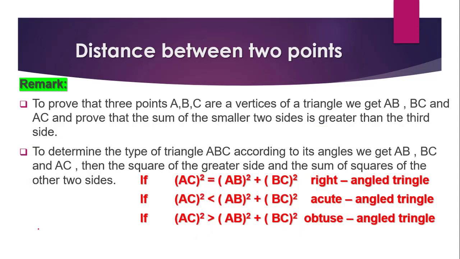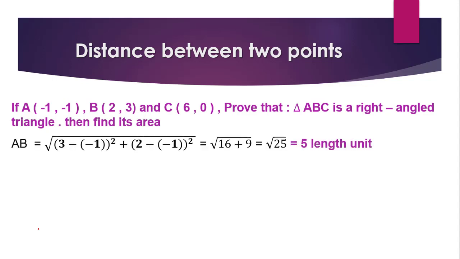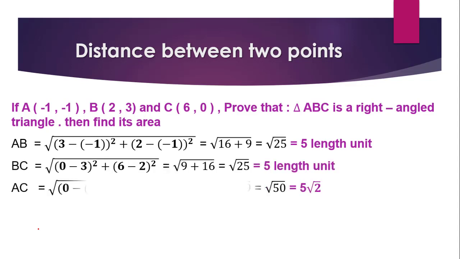Okay, let's take some exercise to clarify this point. Here, for example, we have the coordinates of 3 points. I want to prove that this triangle is a right angle triangle. After I prove that, I want to get the area. So I want to calculate AB, BC, and AC. By the same rule, x1 minus x2 power 2, plus y1 minus y2 all power 2, all under the root, I'll calculate the 3 side lengths. AB will be 5 units, BC also 5, and AC is 5 root 2.